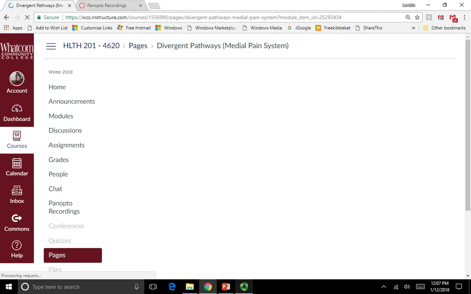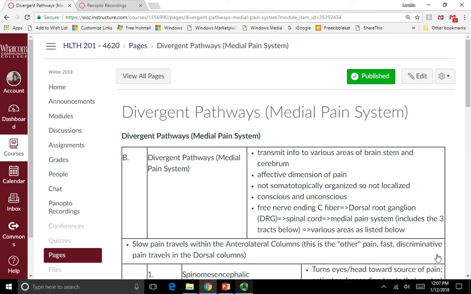Okay, so the divergent pathways, also known as the medial pain system, transmit information to various areas of the brainstem and cerebrum. The reason I'm repeating this information from the previous section of the lecture is because you have to repeat to remember. We have to stimulate your brain. The divergent pathways carry the affective dimension of pain, meaning the emotional dimension of pain. It's a big part of pain. The information is not somatotopically organized, so it's not well localized.